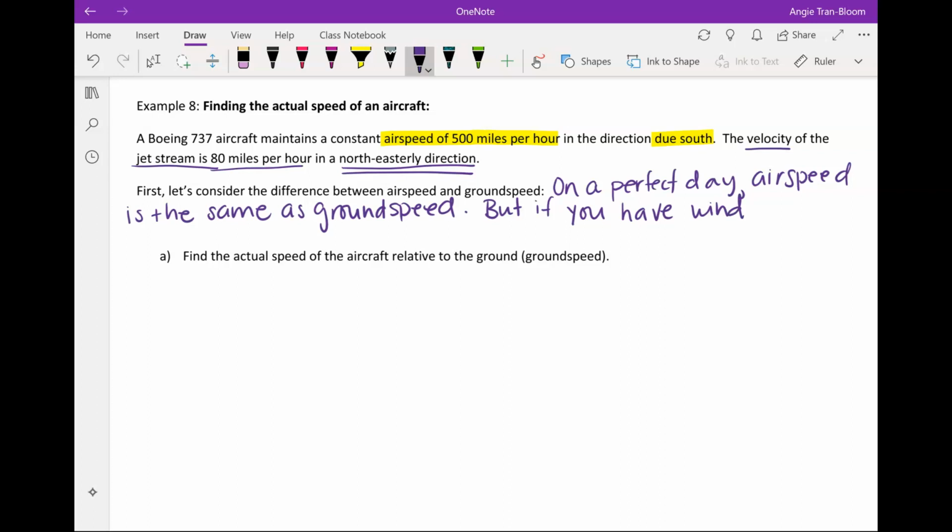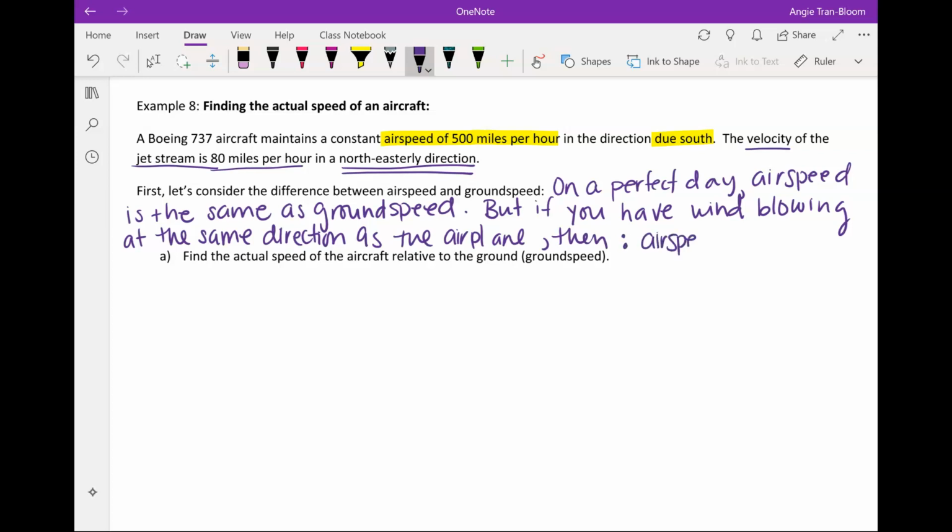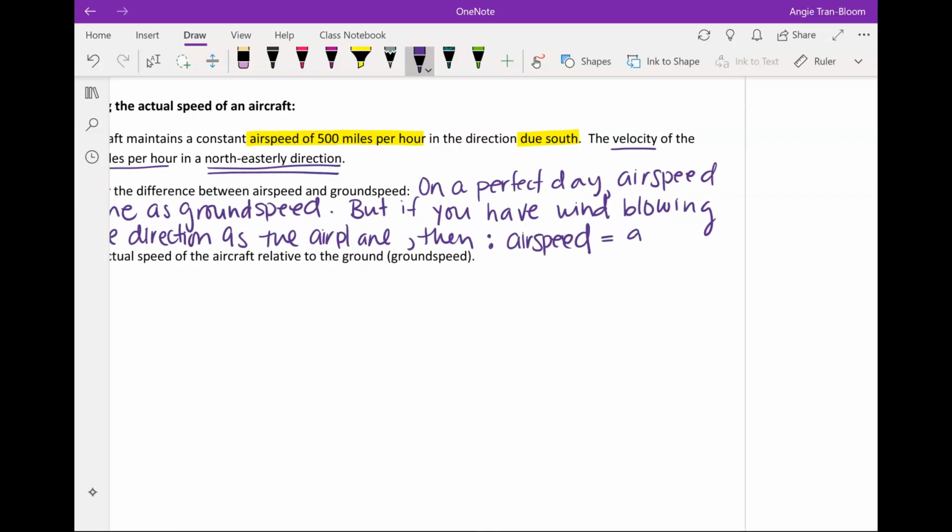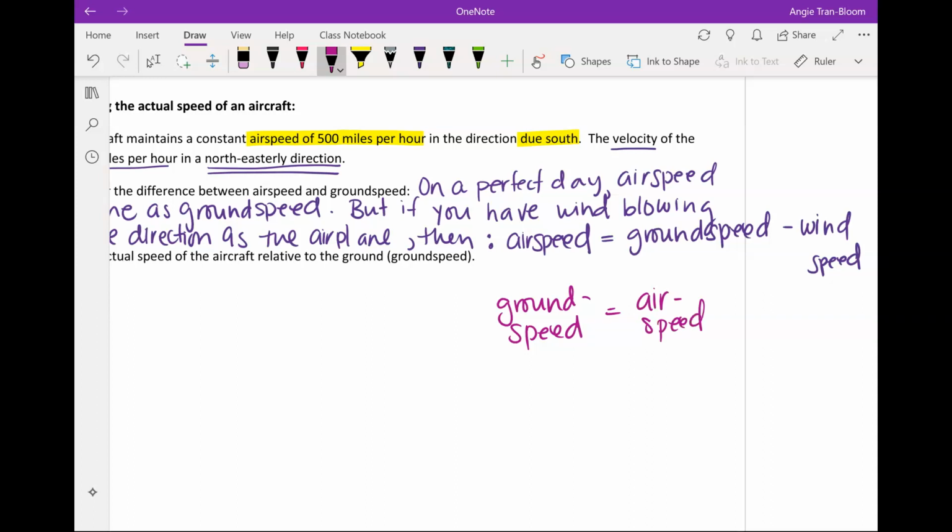But if you have wind blowing at the same direction as the airplane, then you're going to have your formula. Then airspeed equals ground speed minus your wind speed. Okay, we can even move this around to say that the ground speed equals airspeed plus wind speed. Okay, this is just manipulation of formula. So you can do this or you can do this.